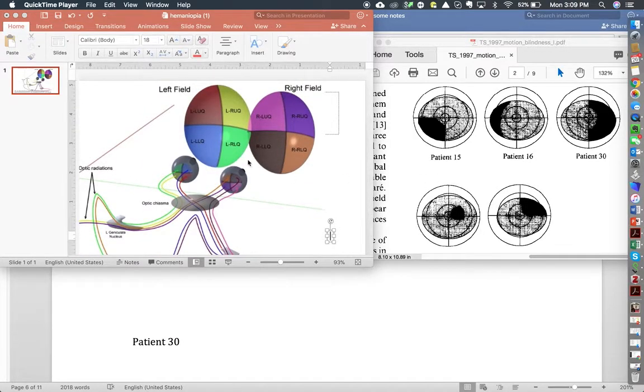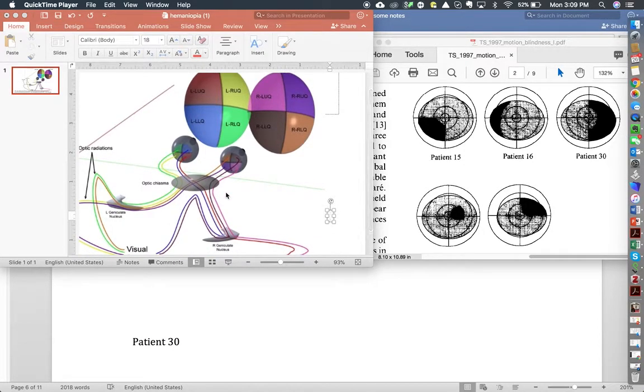Okay, that's what I was hoping you would be able to walk through in terms of going through the hemianopia types of questions that we have from this. So thank you very much, and I will pause it and stop it there.